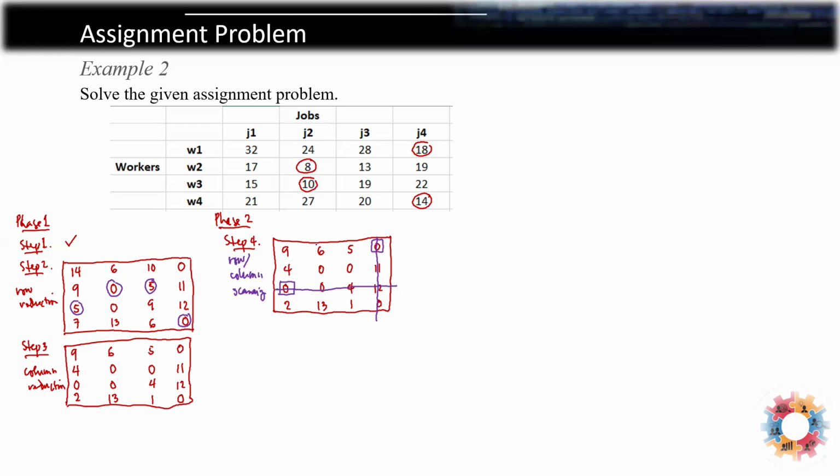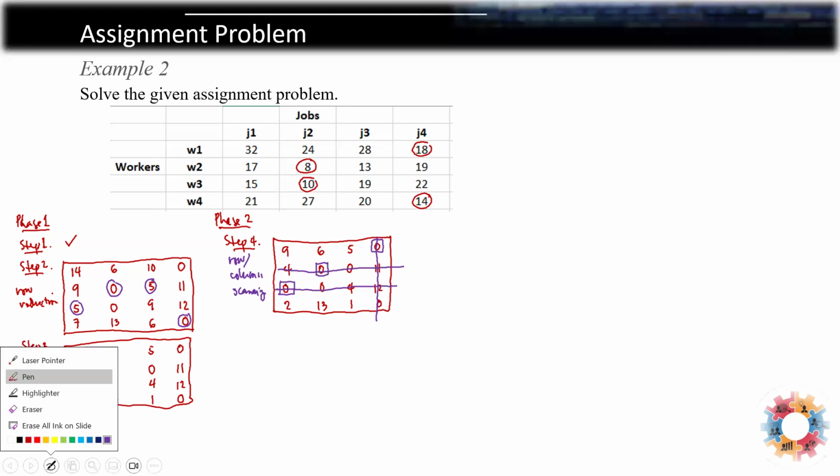Then proceed to the second column. There are supposed to be 2 zeros in that column, but since 1 is already deleted, we're left only with 1, right? So when we square that, the corresponding row will be deleted, okay? And then the third column, no more 0, okay? And the fourth column is already deleted. Now, we're done with step number 4, row and column scanning.